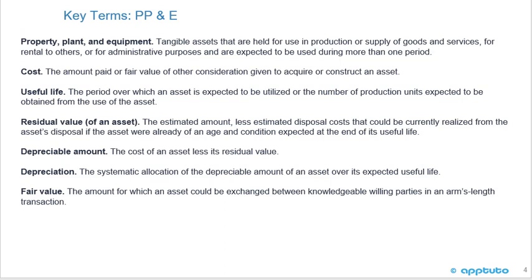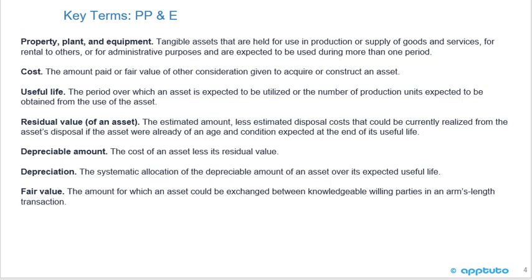Useful life is the period over which an asset is expected to be utilized, or the number of production units expected to be obtained from the use of the asset. That's when we're doing depreciation using the units of production method, for example. That's how we expense the cost of that asset over the life of it. Residual value of an asset is the estimated amount less estimated disposal costs that could currently be realized from the asset's disposal if the asset were already of an age and condition expected at the end of its useful life. Depreciable amount is the cost of an asset less its residual value.